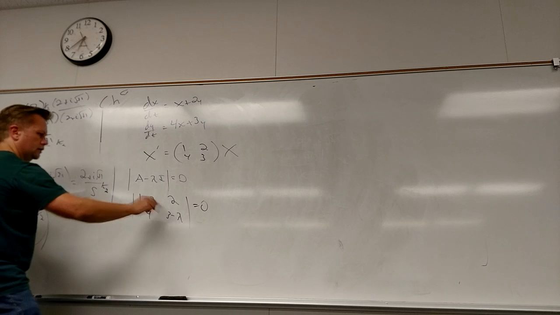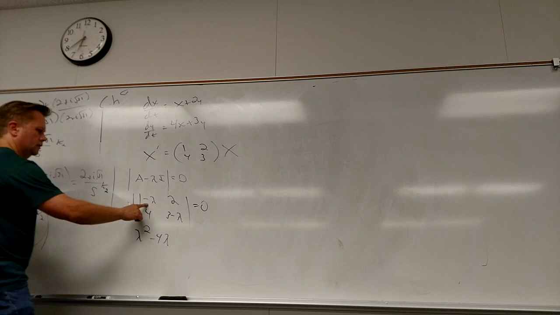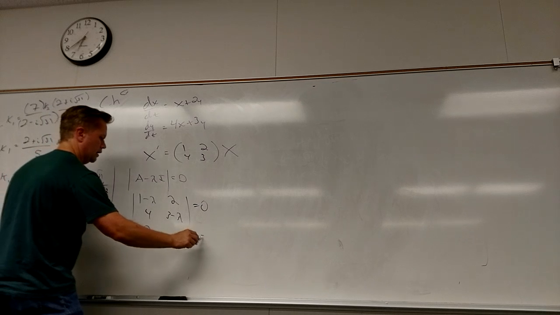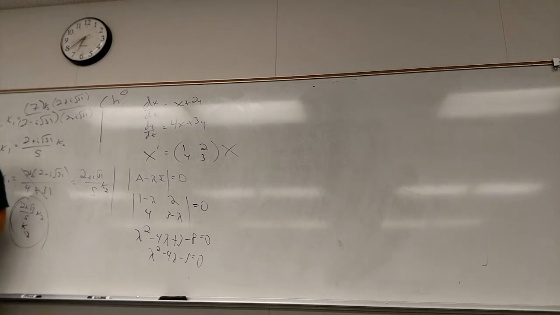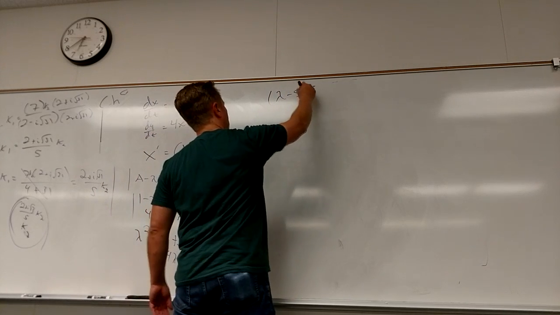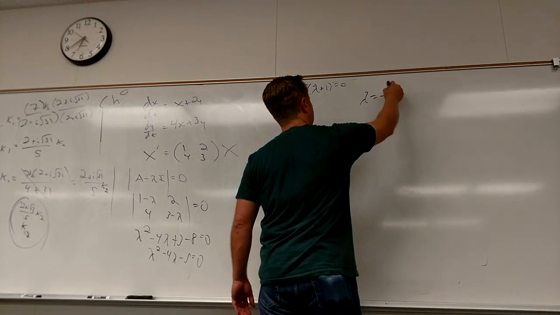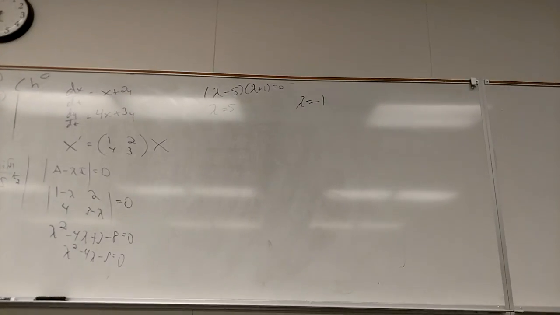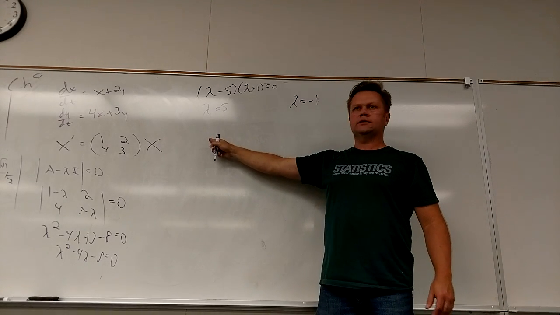So what do I get here? I get lambda squared minus 4 lambda plus 3 minus 8. So I get lambda squared minus 4 lambda minus 5. Thank God that's factorable. So I get lambda minus 5, lambda plus 1 equals 0. So I get lambda equals 5, and lambda equals negative 1. You guys try to take the next step for lambda equals 5. See if you can set up the next step.